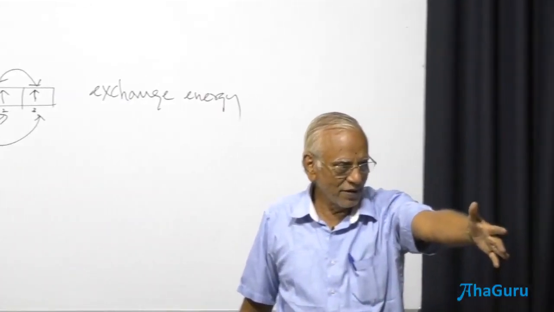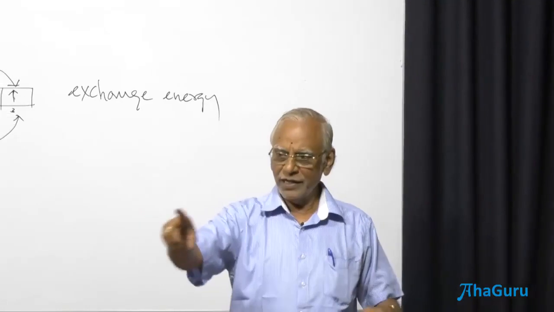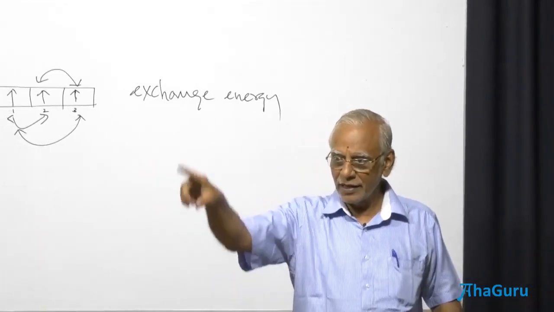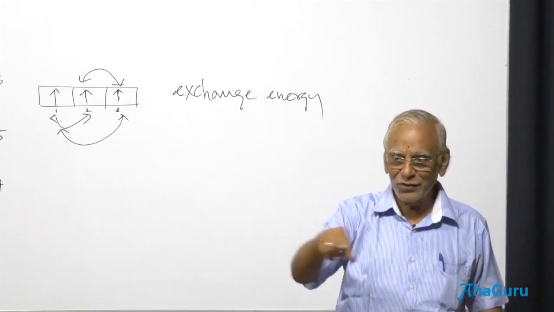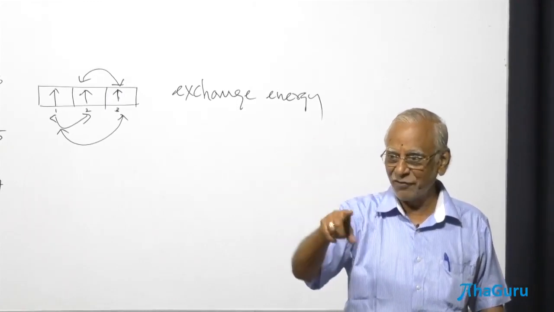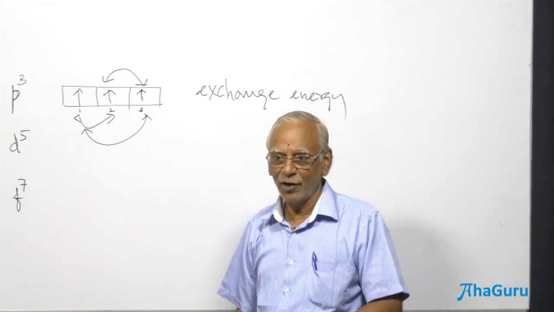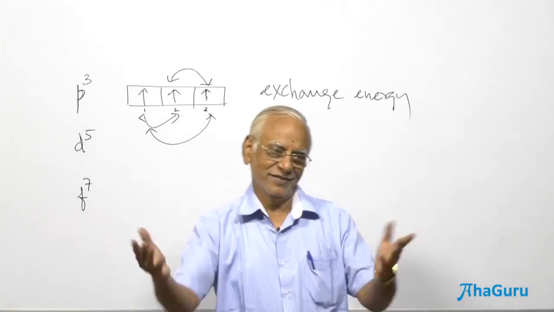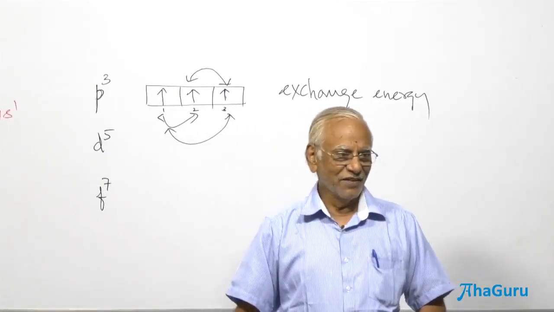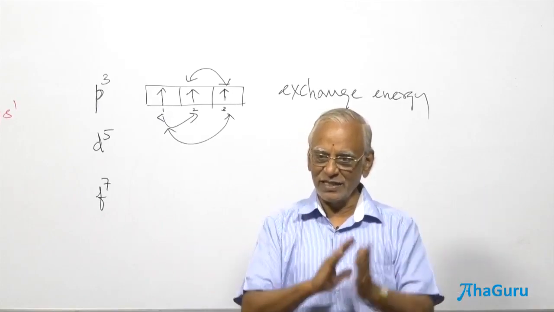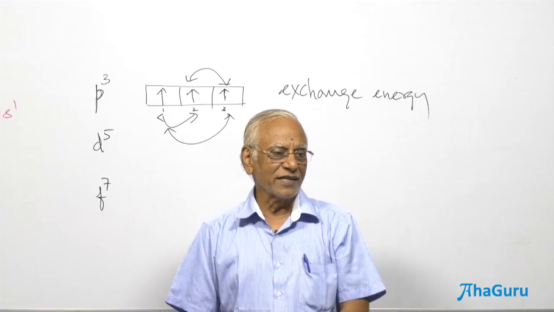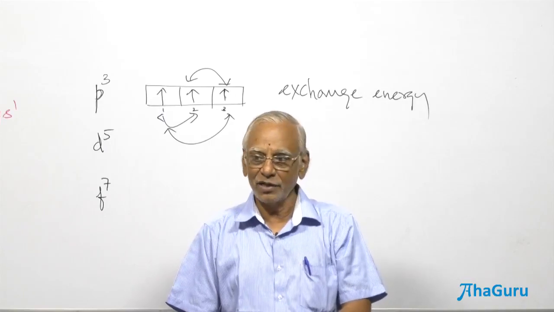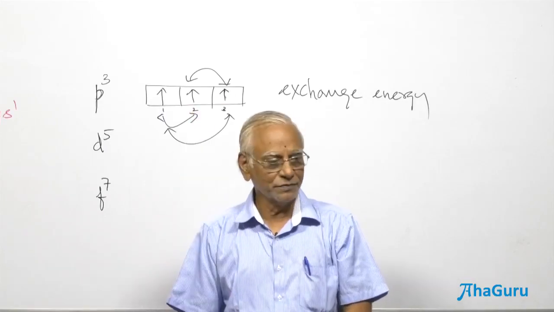And d5: 1 and 2, 1 and 3, 1 and 4, 1 and 5, 2 and 3, 2 and 4, 2 and 5, 3 and 4, 3 and 5, 4 and 5. How many did you get? So when 10 electrons exchange their places, more energy is given out. Therefore, d5 orbital has got a greater exchange energy than p3 orbital, obviously.